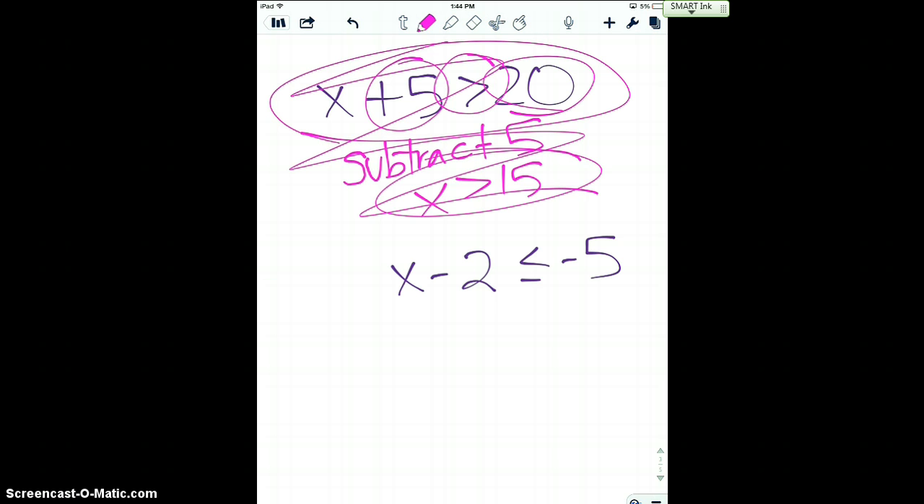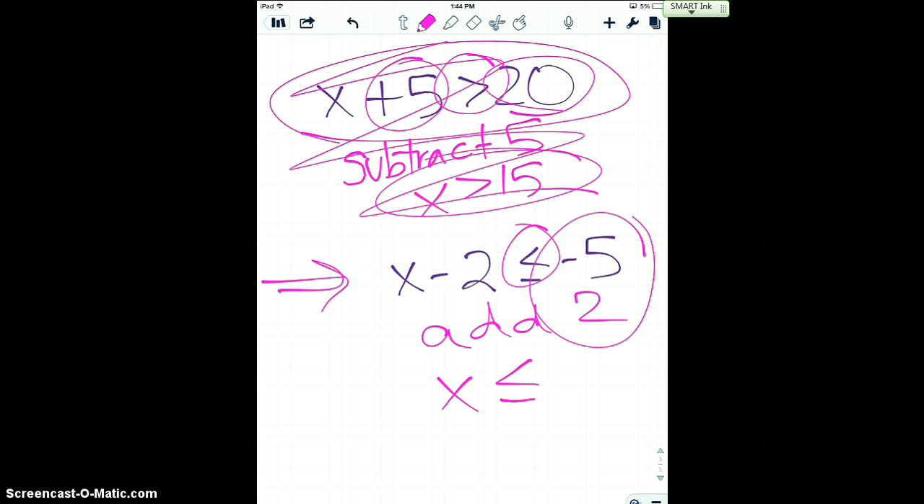If we look at this one, how do we solve it? Well, we'd add 2 to both sides. Is that going to change the trueness factor of my inequality statement? No, it won't. So I'll keep that inequality because it remains true. If I add 2 to negative 5, I'll be at negative 3.